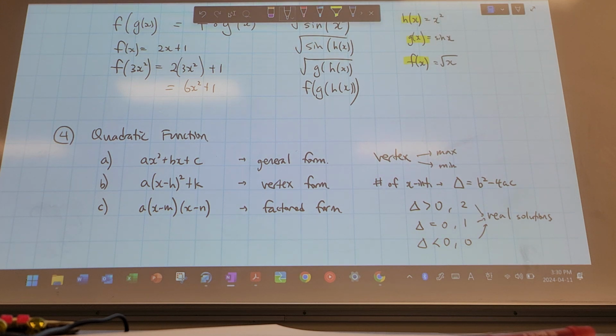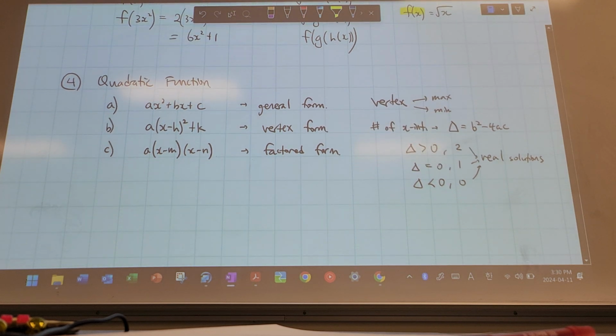For the vertex form, what were h and k? Right, so in the vertex form, the h and k is the coordinate of the vertex. And also, in the factored form, x equals m and n are the x-intercepts, and also they're the roots, the zeros, and stuff like that.